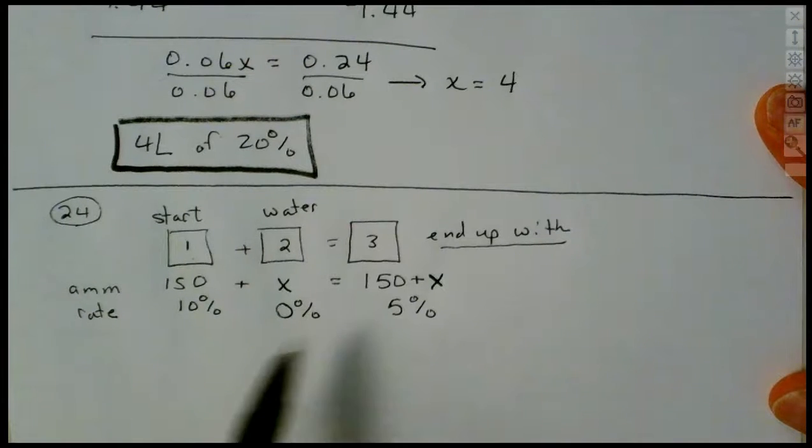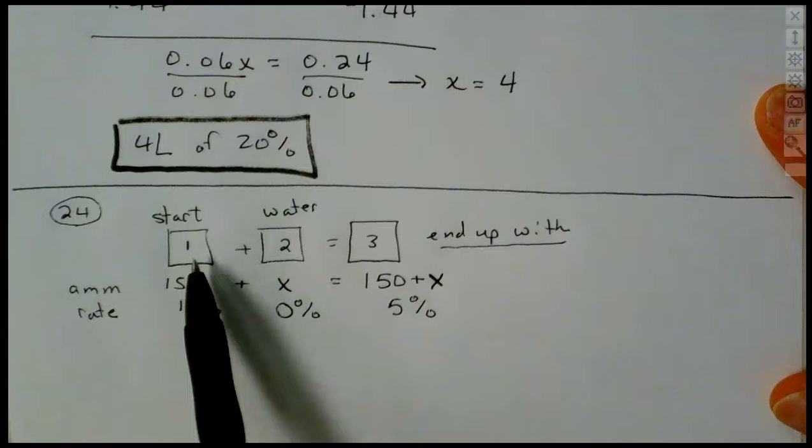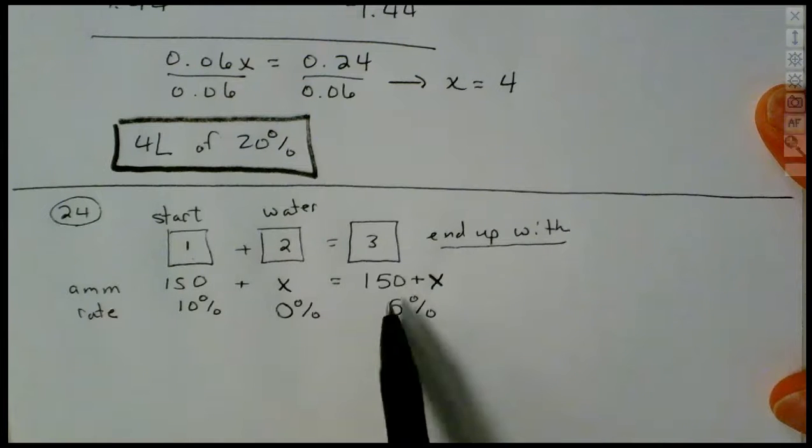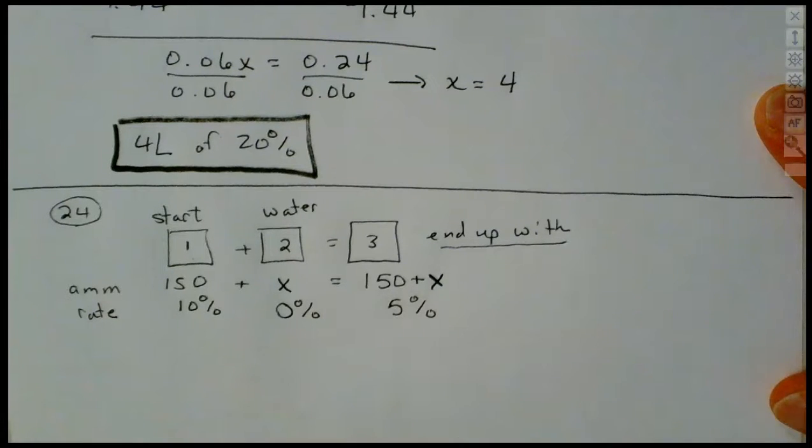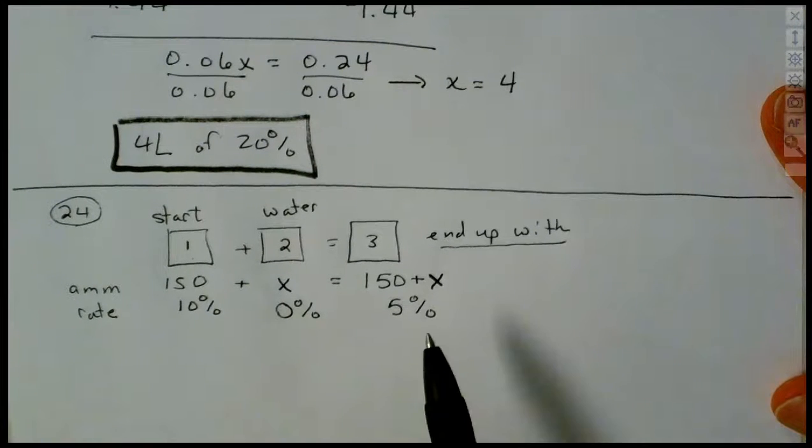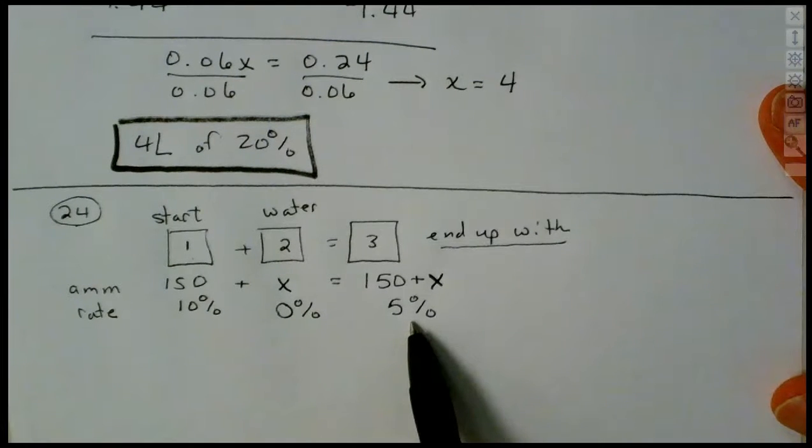We're going to mix those together, so these add across because 1 plus 2 is 3. And that gives you that 150 plus X. And reading the question, we want to end up with a 5% solution. So that goes here.